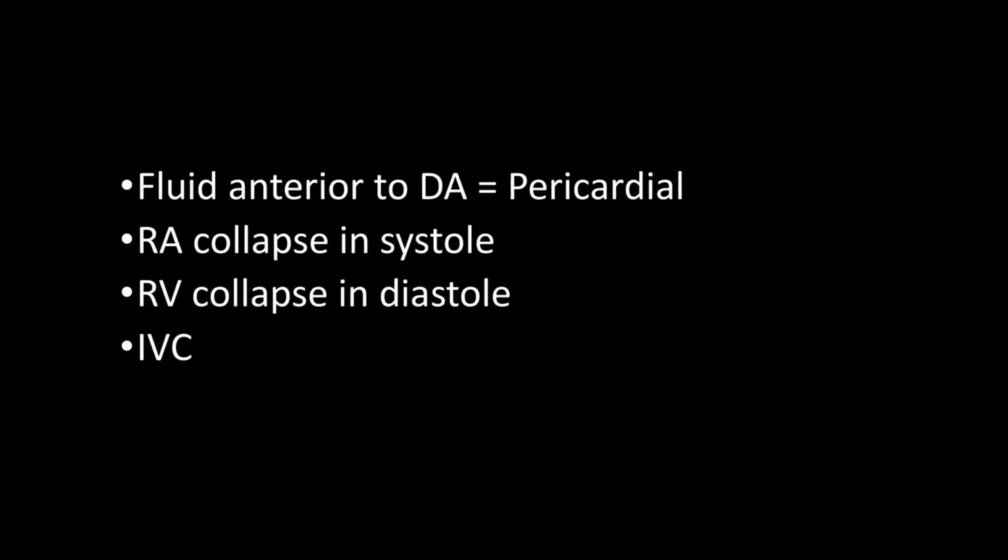So just to sum it up, if you see fluid anterior to the descending aorta, that's pericardial. If you see right atrium collapsing in systole, that is concerning for a tamponade. A right ventricle that is collapsing in diastole, that is concerning for a tamponade. And we talked about the IVC and how if it is plump and non-collapsing, you should worry about tamponade.